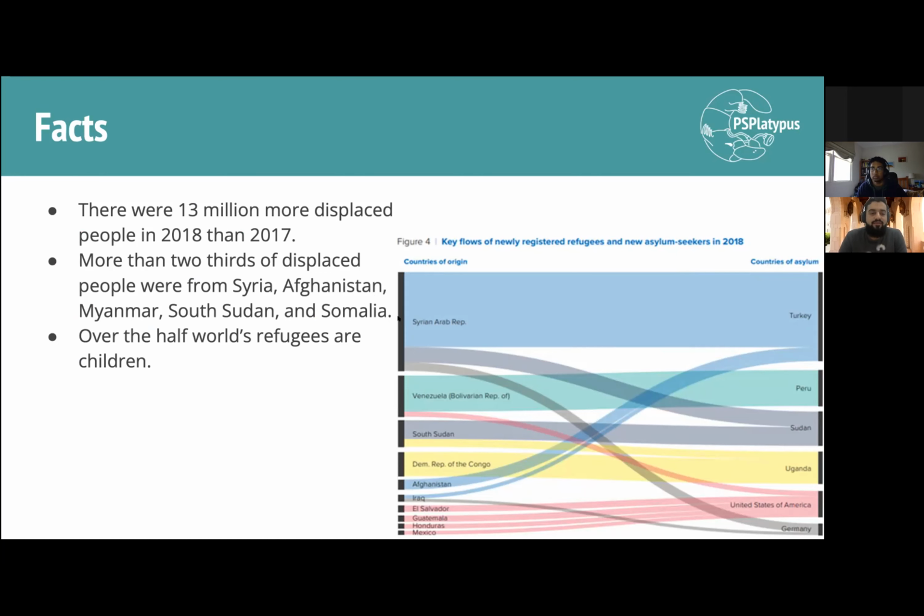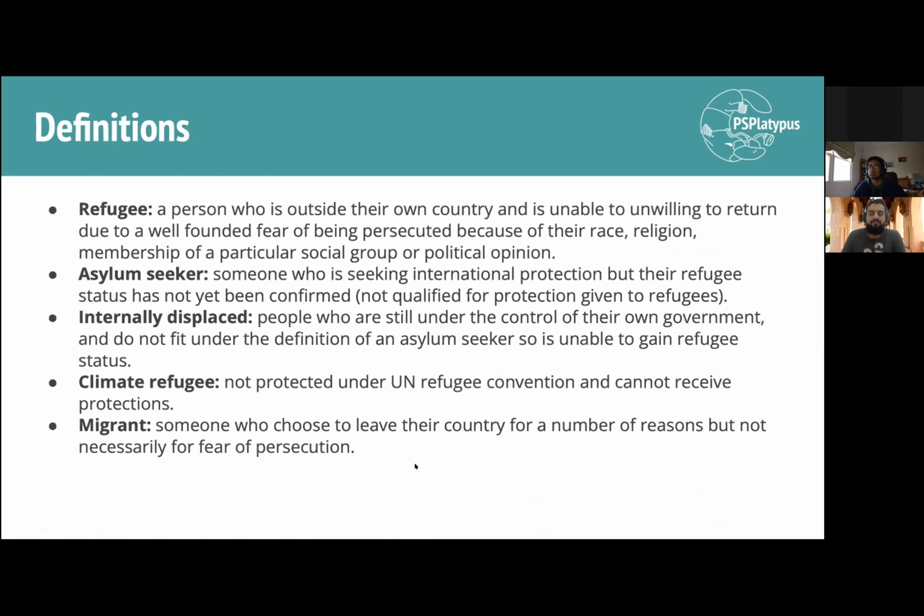And over half the world's refugees are children. So we might face very serious health issues. And that's why it is important to know the health determinants or the health issues that refugees are facing currently. So we have firstly some terminology and some definitions about some words that we might face.